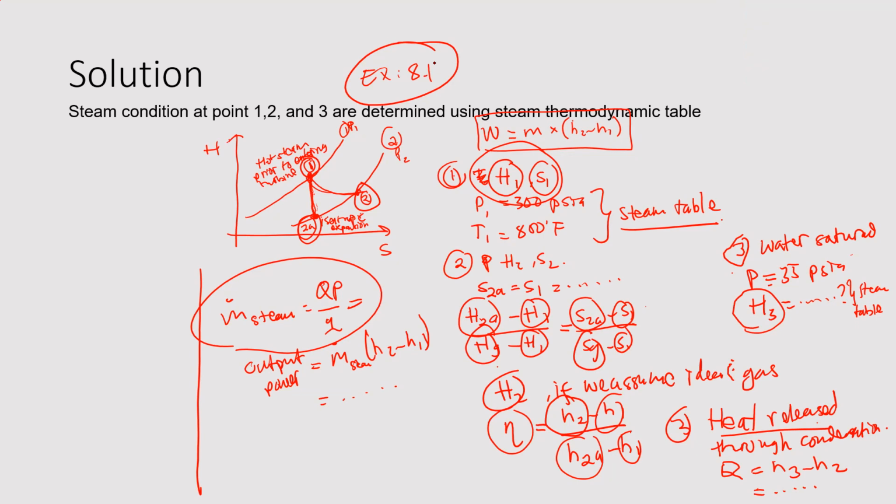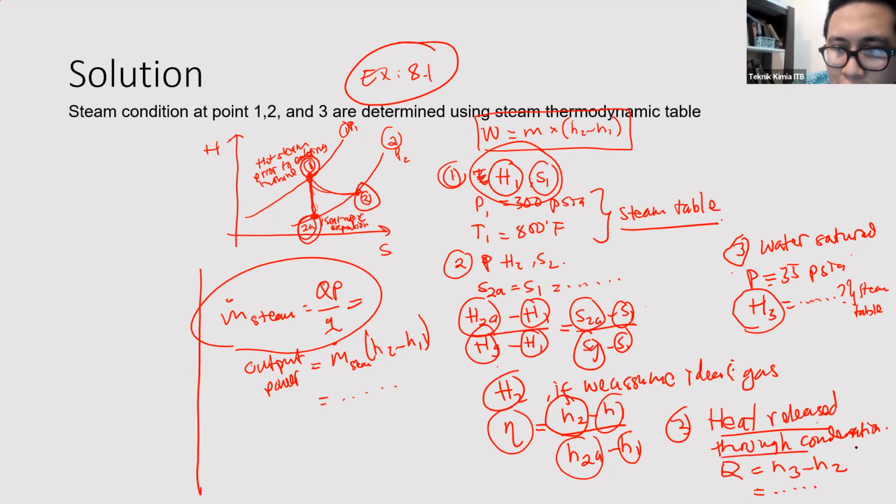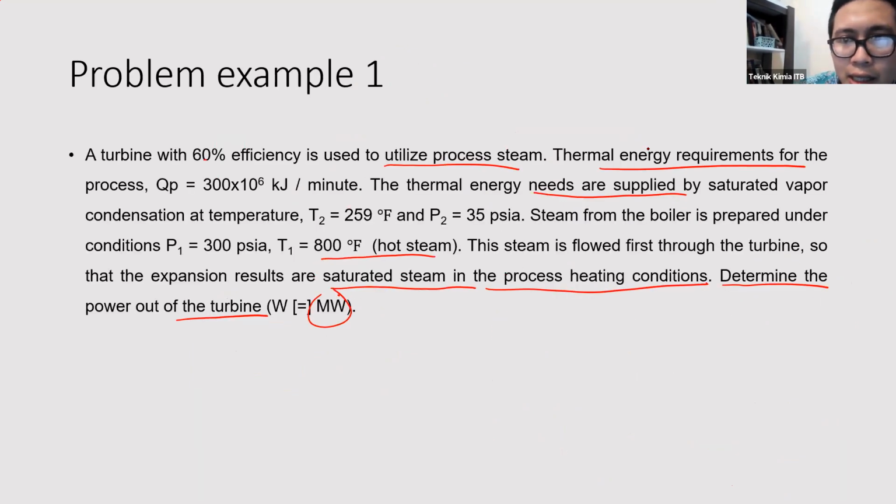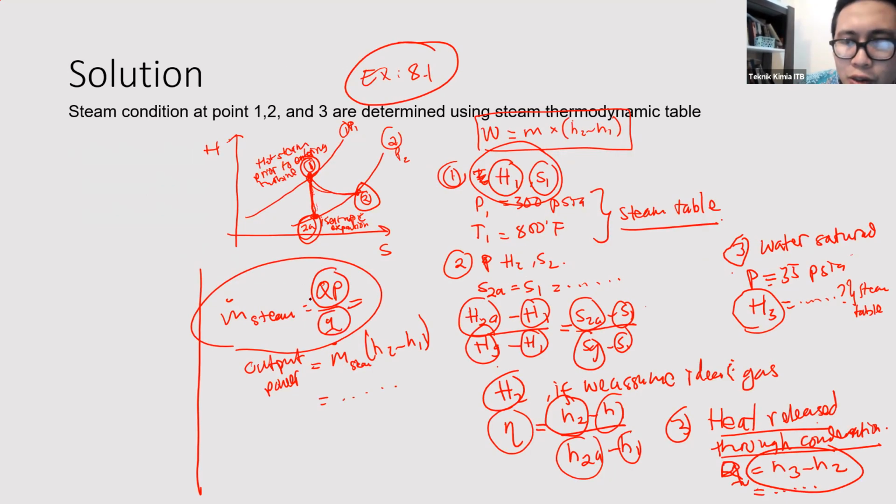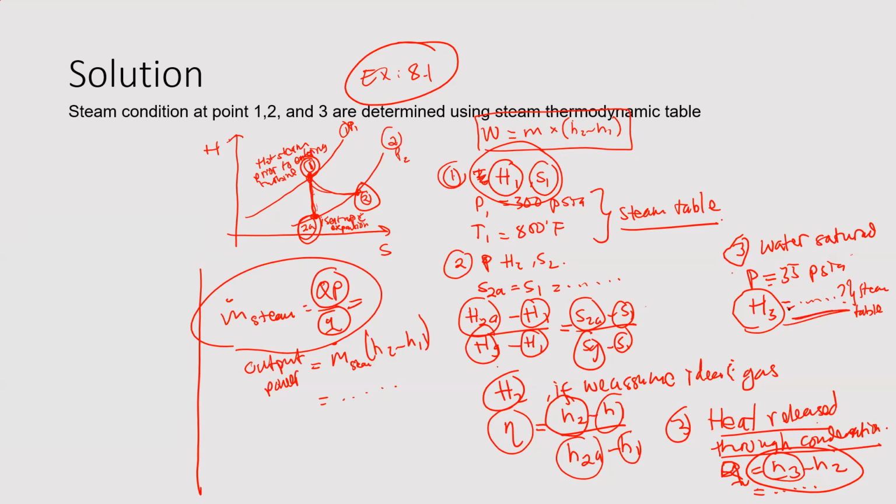Sorry, sir. I want to ask about the M steam, sir. What's the formula again? Is that QP over something, sir? QP over the q. The small q is the heat release through the condensation. You get it from here. QP is the thermal energy requirement stated in this problem, which is 300 times 10 to the power 6 kilojoule per minute, while the small q is the difference between the enthalpy at point number 3, which indicates the saturated water, and the enthalpy at point number 2. You get the values of H2 from the steam table.